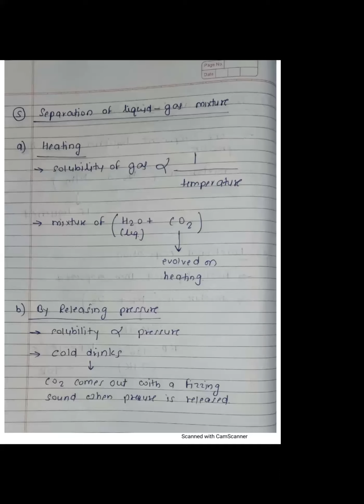Anushka, tell me. Sir, what is the meaning of evolve? Evolve मतलब getting evaporated, getting coming out. Okay, sir. Yes, Samriddhi, tell me. Sir, for heating to happen, we have to open the cap and keep it on a burner for the CO2 to escape. Yes, right. Okay, sir.